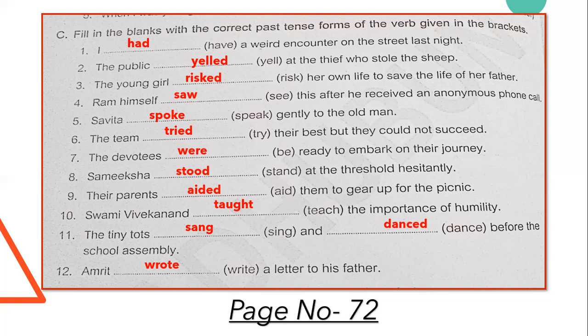The team tried their best, but they could not succeed. The devotees were ready to embark on their journey. Samiksha stood at the threshold hesitantly. Their parents aided them to gear up for the picnic. Swami Vivekanand taught the importance of humility. The tiny tots sang and danced before the school assembly. Amrit wrote a letter to his father.